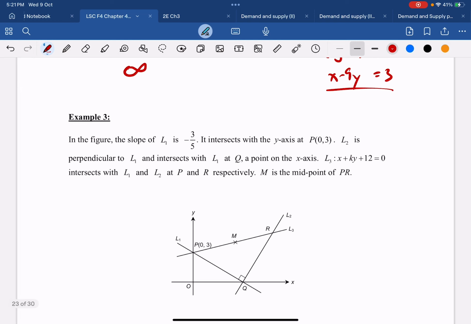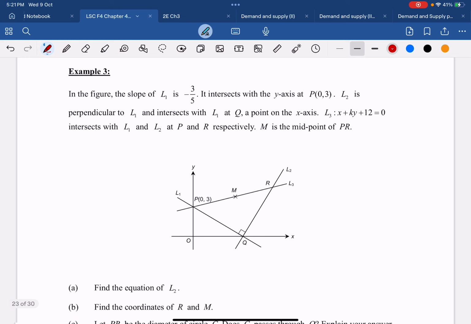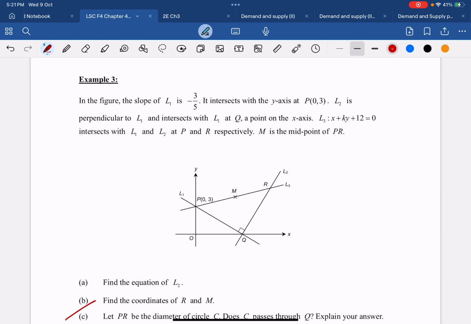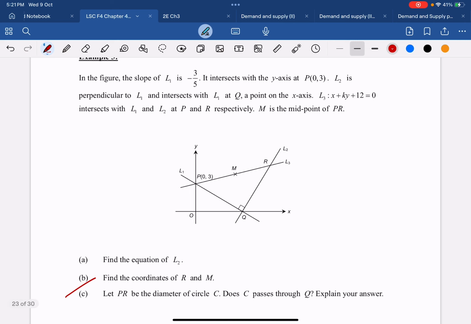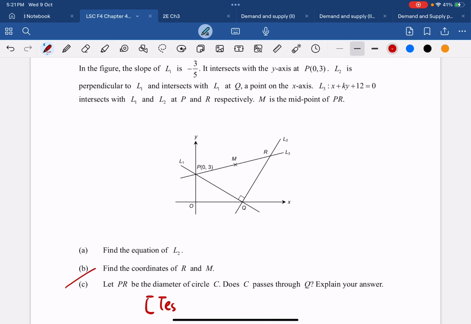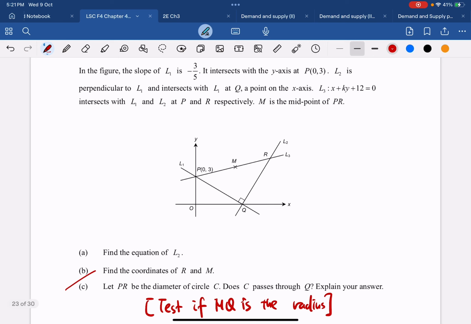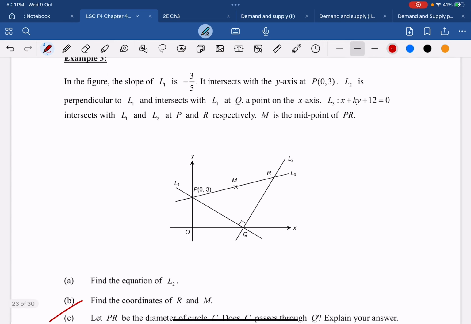So let's try to do example 3 on your own. So parts A and B are easy, but I want you to spend some time to think of part C. So I give you a hint. The hint is to test if MQ, like the distance between these two points, is the radius. I give you some hints. You can spend like 15 minutes to work on this question. So I assume you finished the question, so let's take a look at it.